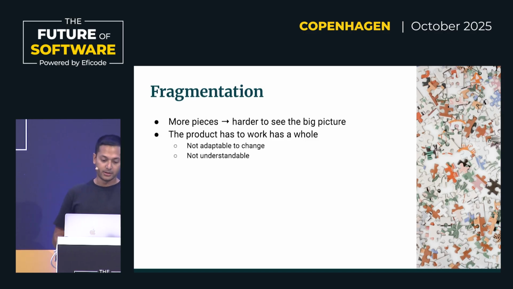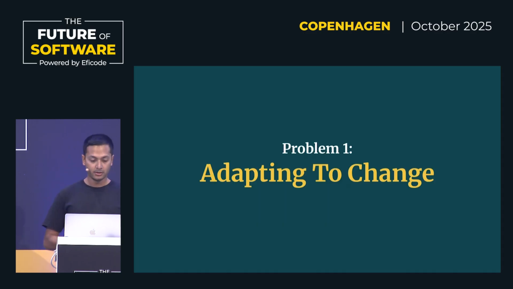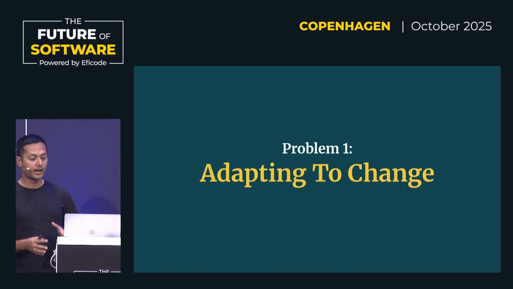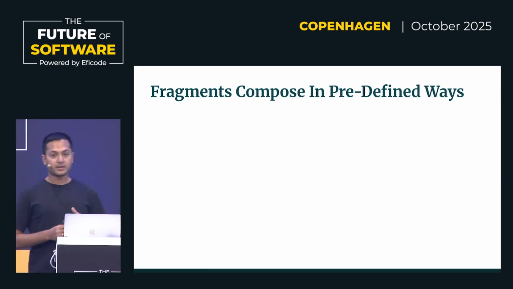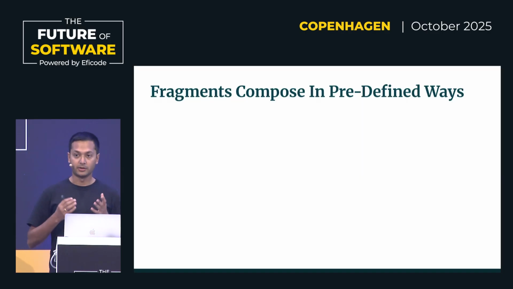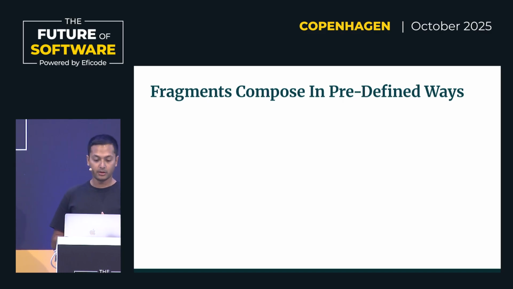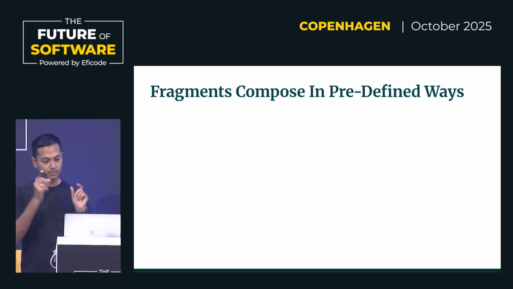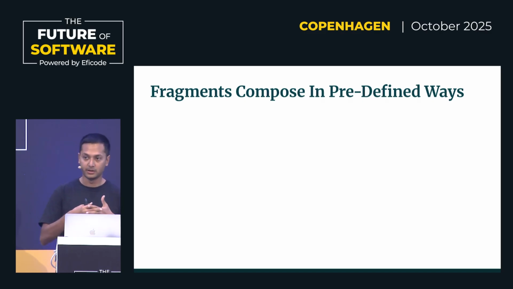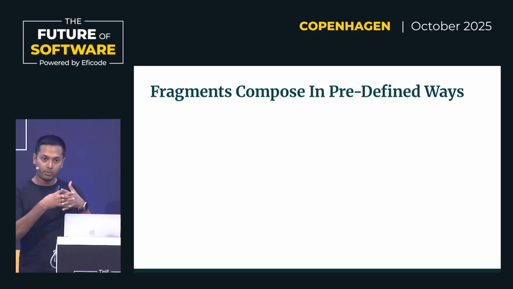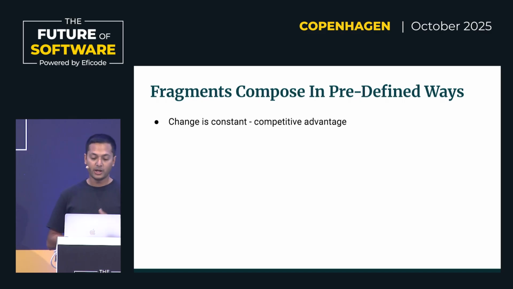So let's look at these two problems a little bit more in depth, starting with how we adapt to change in a world of microservices. The problem starts with fragmentation. The reason fragmentation is a problem here is that once we break up a bigger piece into smaller fragments, these fragments are designed to compose in very fixed ways. But this fixed composition is a problem, because we have to change.